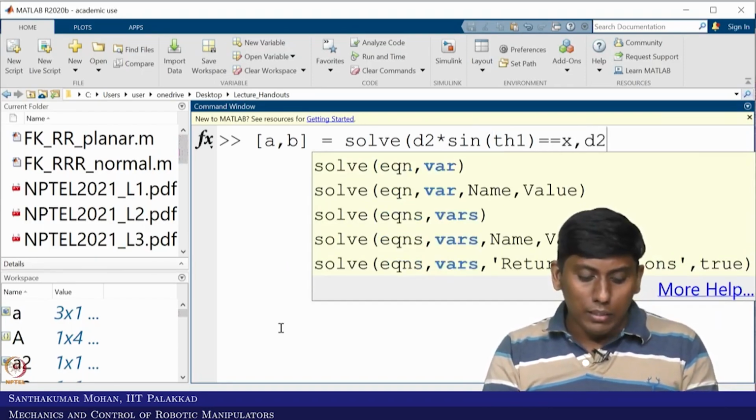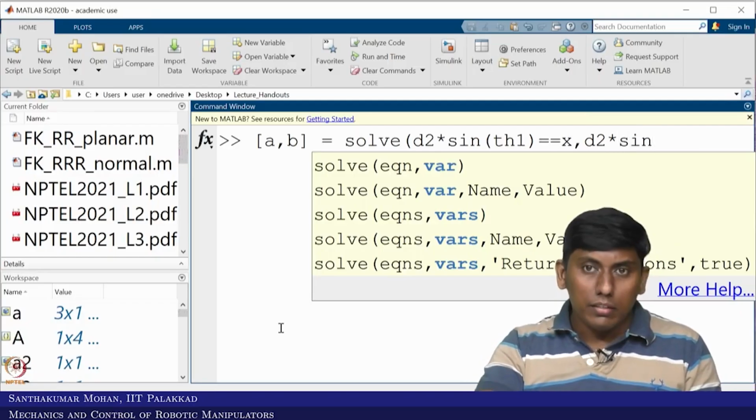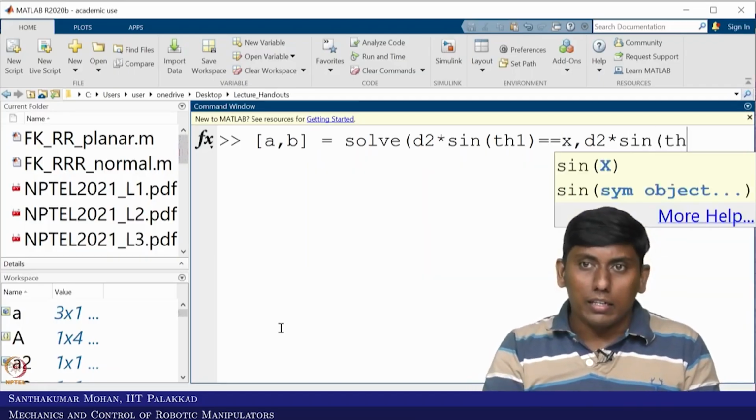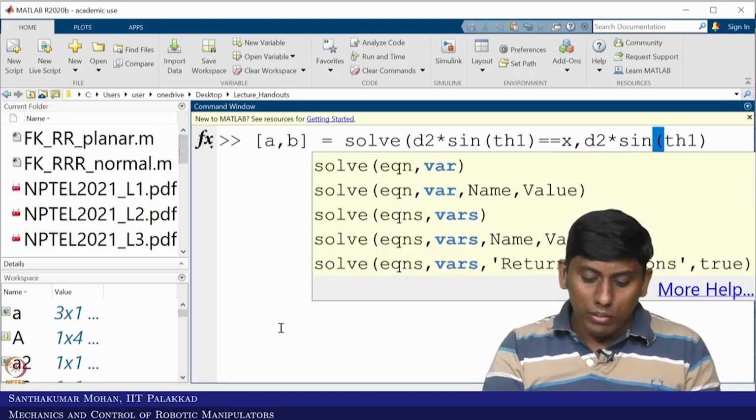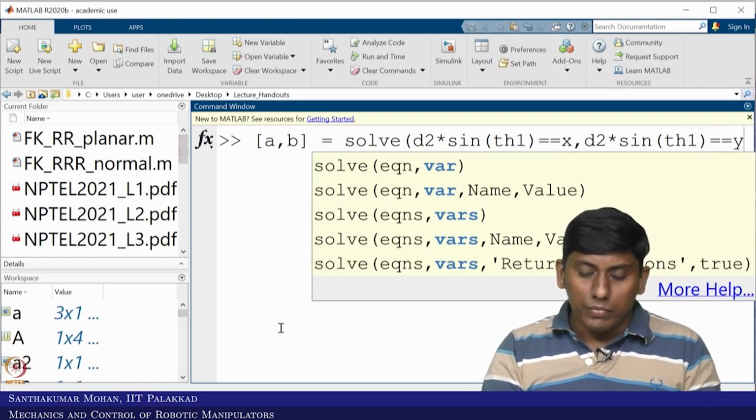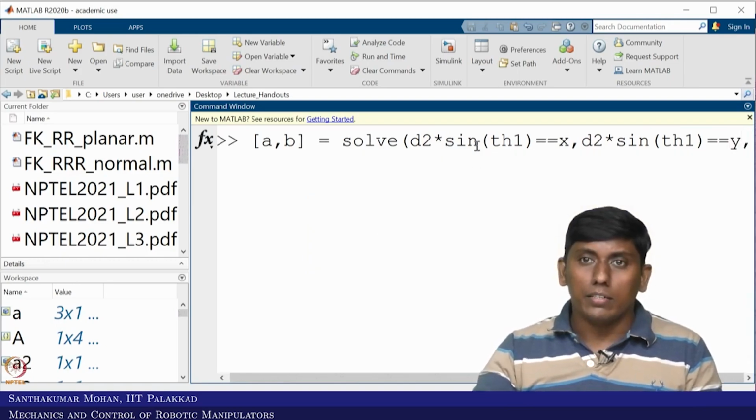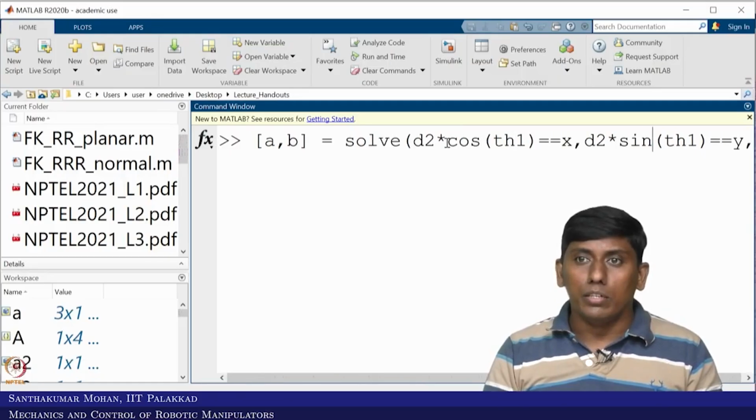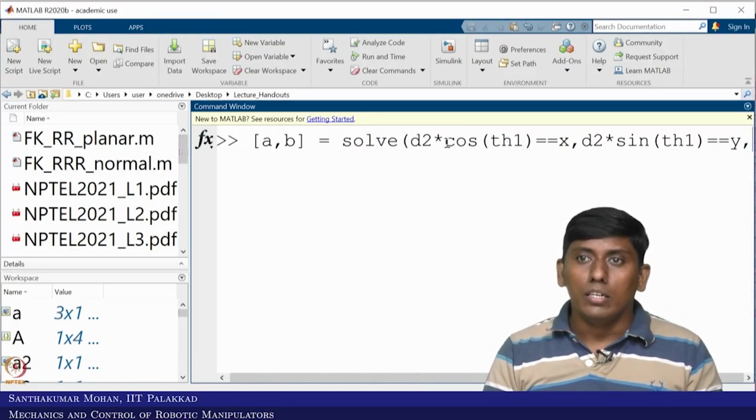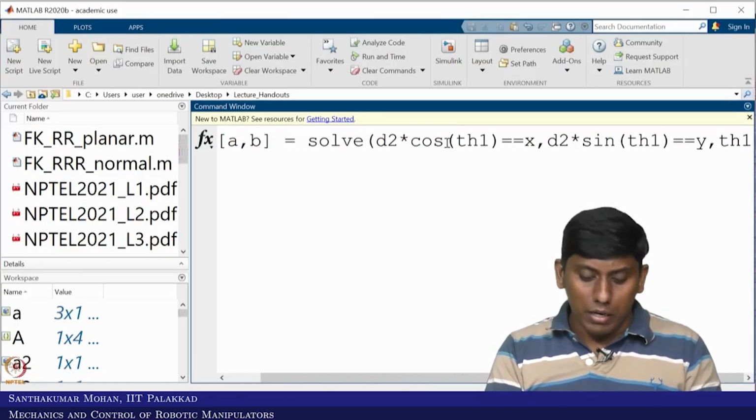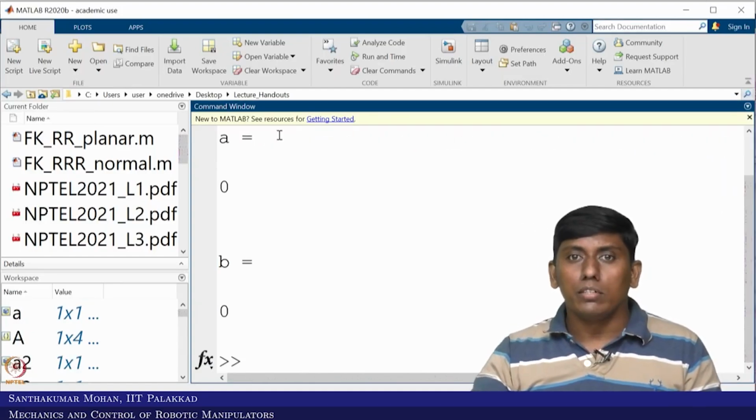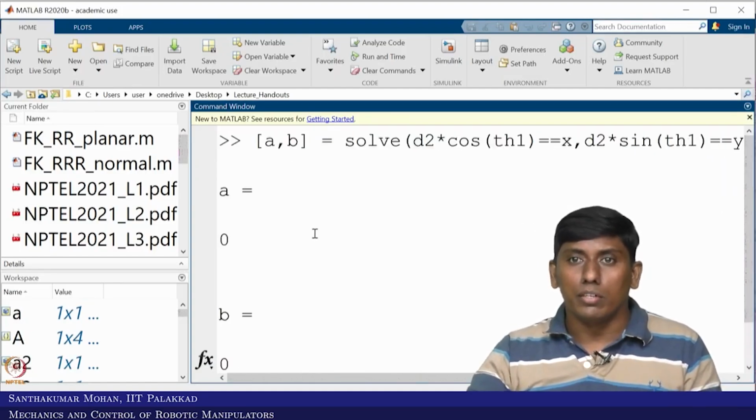Then D2 sin, sorry, that is cos. So I will correct it. This is equal to y, and I will correct this as cos. So I have written these two equations, and I am trying to solve for theta 1 and D2. Now if I put this in, it will give the solution.